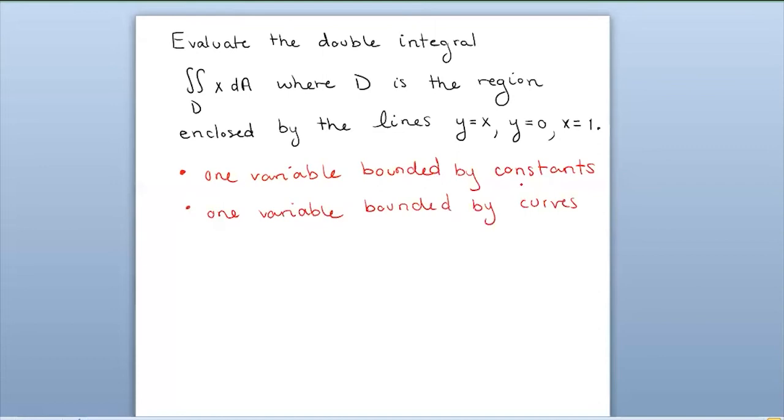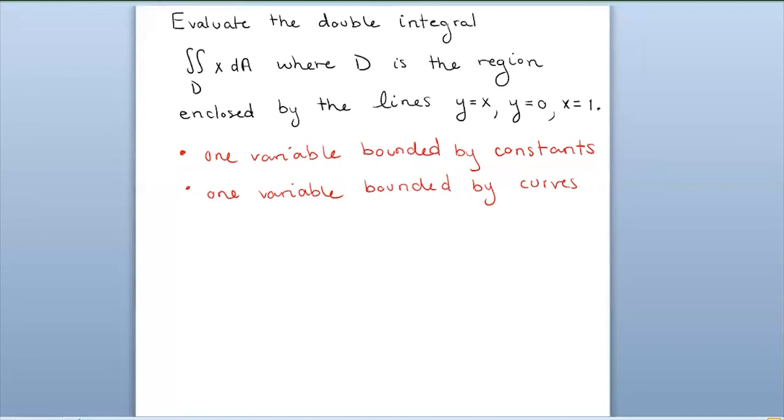Now, usually we can decide this just by looking at the curves I've been given. But here they're so simple that I bet we can go either way. So we have y equal to x, and so it's easy to have y isolated and it's easy to have x isolated. In fact, it's already done for us. And then y equals 0 and x equal to 1 are just straight lines, right? They're constant themselves. And so that should be pretty easy to use either order of integration. And so I think I'll show you how to use either order.